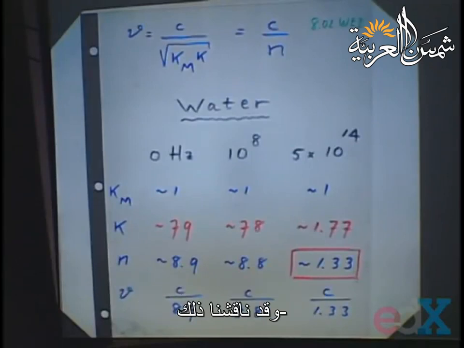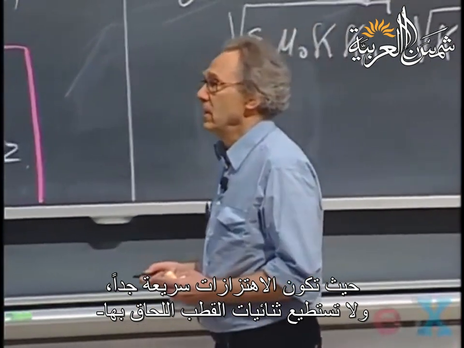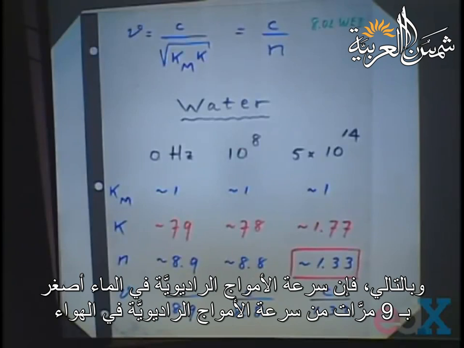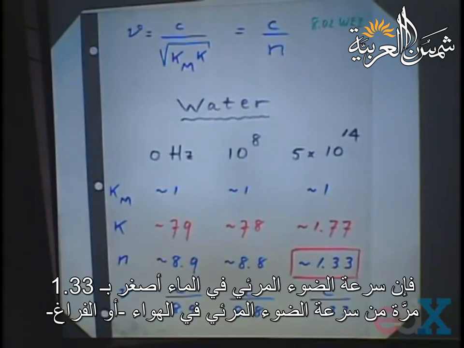We just discussed that. The oscillations go too fast. The electric dipoles can't follow it. And so the index of refraction then for radio waves at 100 megahertz is roughly 9, and so the speed of those waves in water is 9 times lower than the speed of light in air. We call it speed of light, but it's the speed, of course, of the radio waves then. And in the case of visible light, you see that visible light in water, the speed is only 1.3 times lower than what it would be in air, or of course in vacuum.